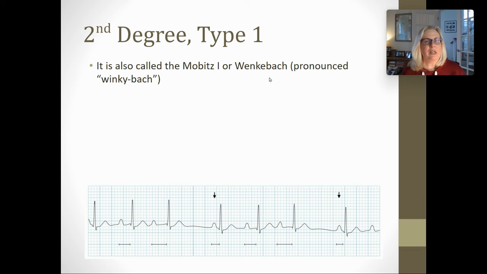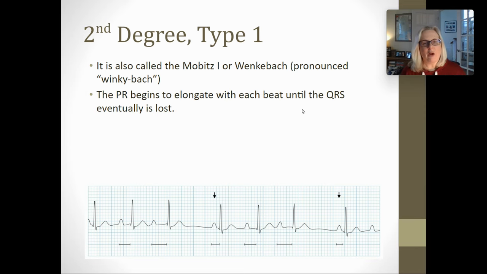When you discover something, you get to name something after yourself. So this guy discovered Wenckebach. His last name's Wenckebach. It's also called Mobitz 1, second degree type 1, Mobitz 1, or Wenckebach. Okay. Yes, three different names for the same exact heart block. They just couldn't come up with the final decision, I guess.